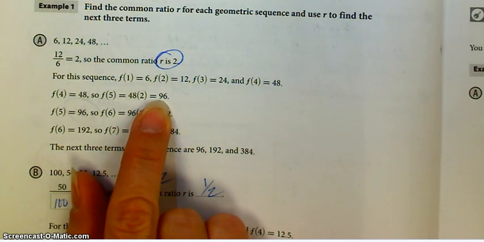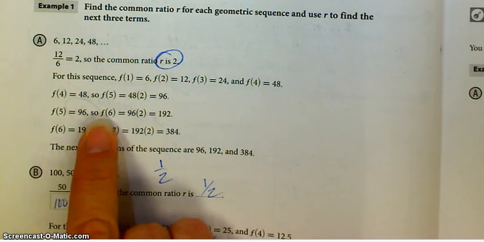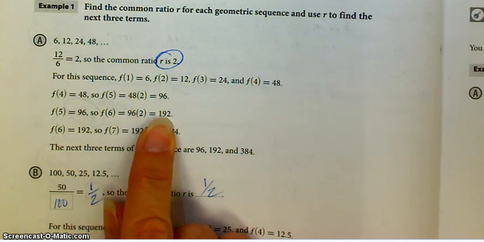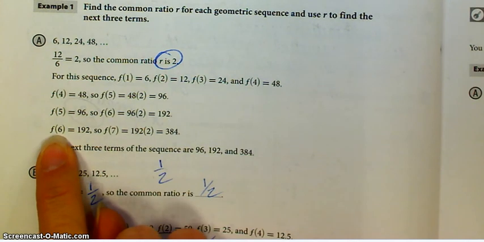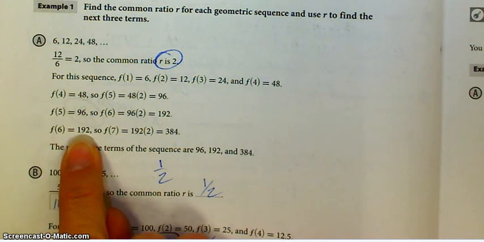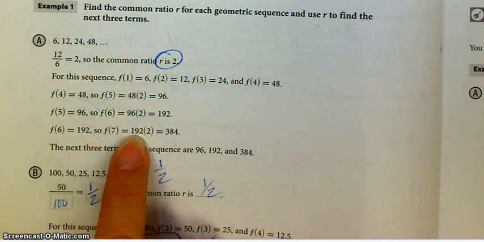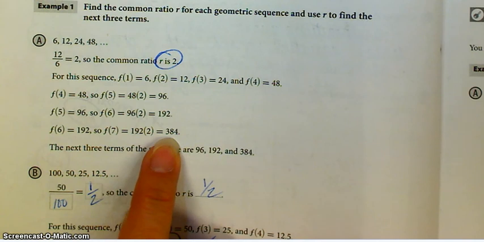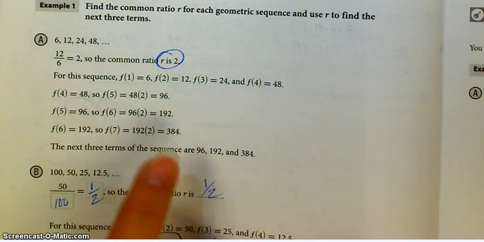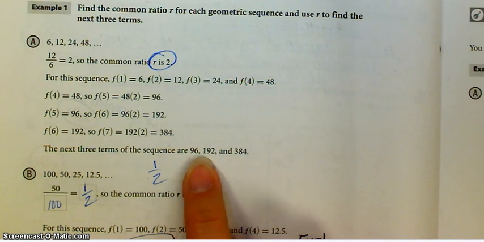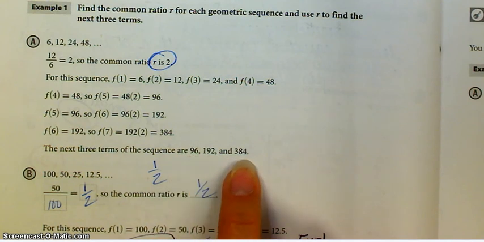So now that we know the fifth term is 96, if we want the sixth term, then we take the fifth term, multiply it by the common ratio, and we get 192. Since we now know the sixth term is 192, we can find the seventh term by taking the previous, or sixth term, multiplying it by the common ratio, we get 384. Okay, so the next 3 terms after the first 4 that they gave you are 96, 192, and 384.